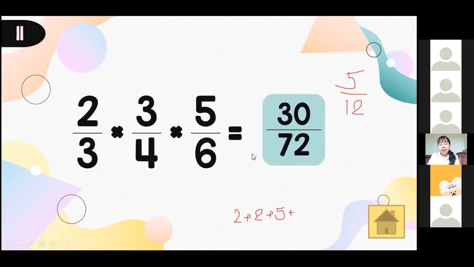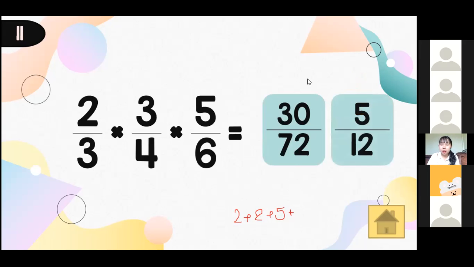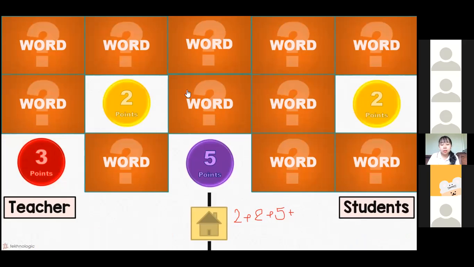That is correct. So you get another point. You can give me the point too. Do you want me to give you a point? 1 point. I give you 1 point. 1 point? Really? Yeah. Okay, choose one number. Oh, 3.